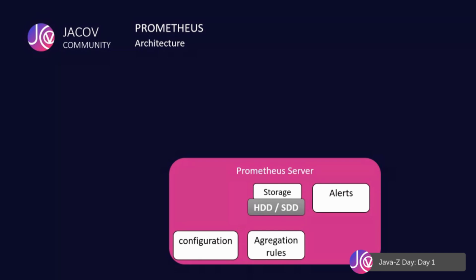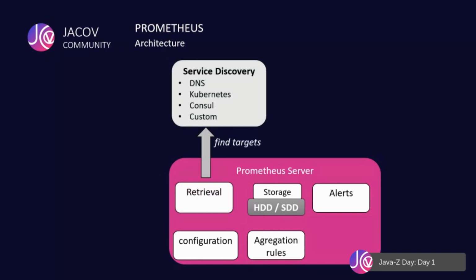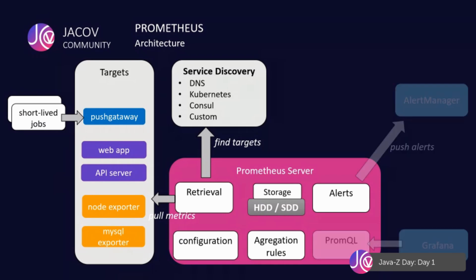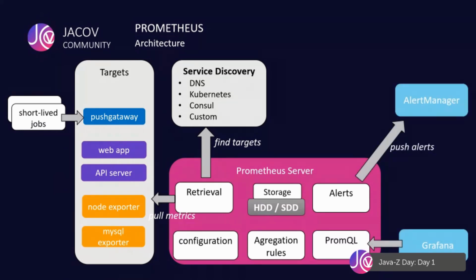Prometheus can be integrated with service discovery to fetch targets dynamically. Metrics are scraped directly from targets, such as our applications, exporters, or push gateway. And of course, we can integrate with a UI like Grafana and Alertmanager. Alertmanager is a component offered by the Prometheus team.